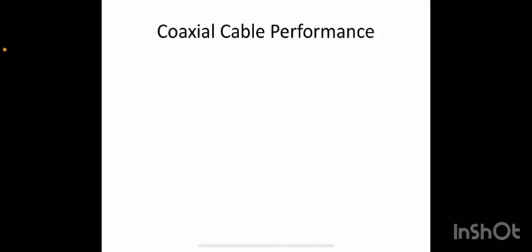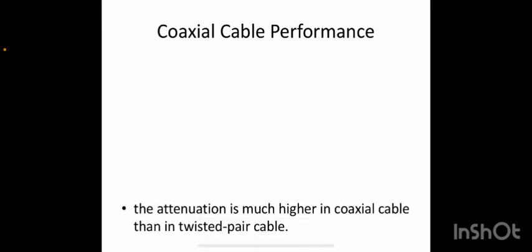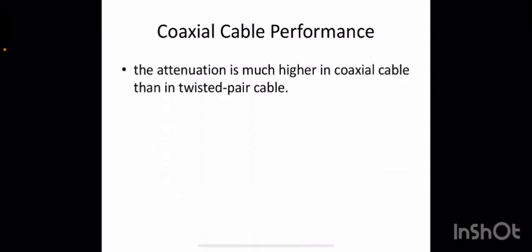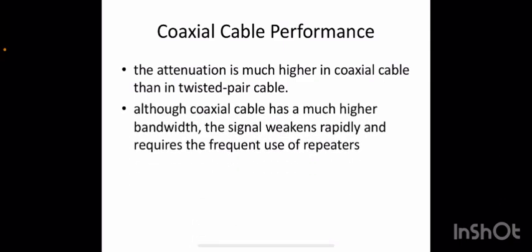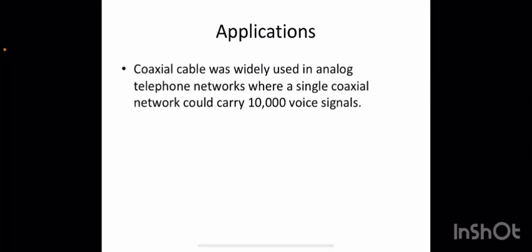If we check the performance of coaxial cable, as we know it can accommodate more bandwidth, so of course the data rate will be more in case of coaxial cable compared to twisted pair. But at the same time there is a drawback that attenuation is much higher in coaxial cable than in twisted pair. In other words, coaxial cable has much higher bandwidth, but the signal weakens rapidly and requires frequent use of repeaters. So over the cable in between we have to place some repeaters to improve the quality of the signal. That is coaxial cable.